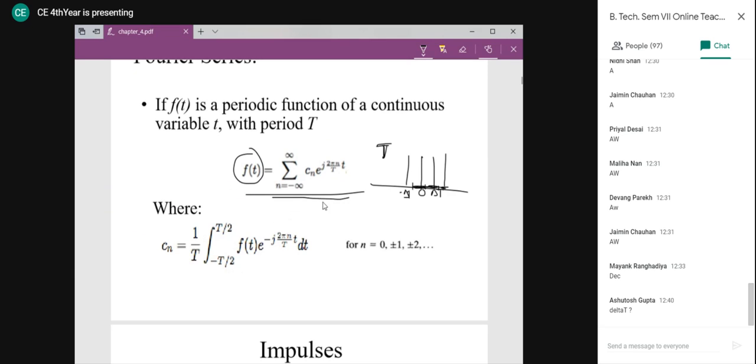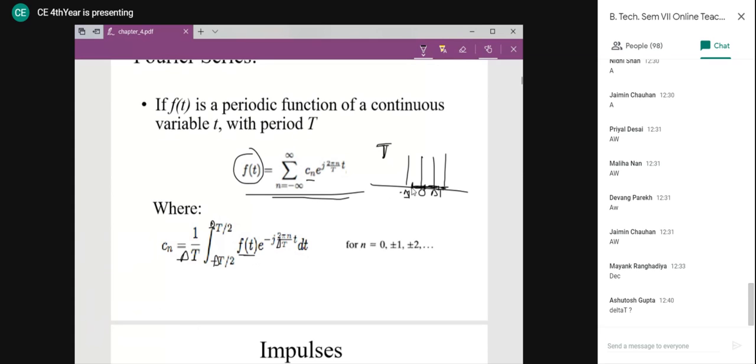So my equation reduces to Cn e raised to j 2 pi n t by delta t. Now, what is my Cn? Cn is 1 by delta t times the integral from minus delta t by 2 to delta t by 2 of f of t e raised to minus j 2 pi n t by delta t dt, because my period is delta t. Wherever T appears, it should be replaced with delta t. Now, if you observe from minus delta t by 2 to plus delta t by 2, what is my function?